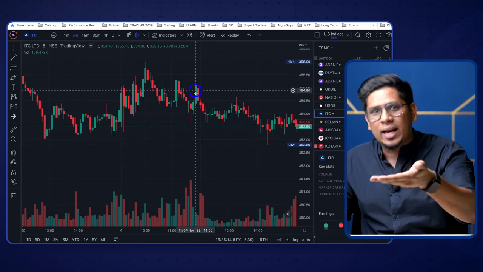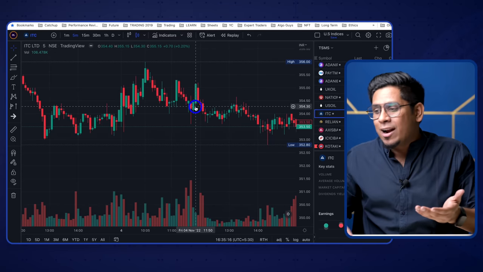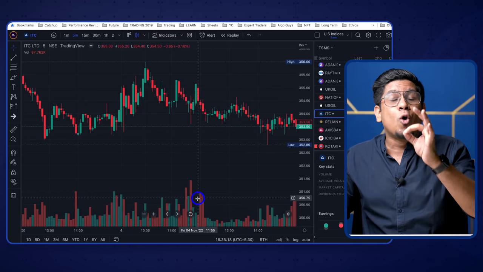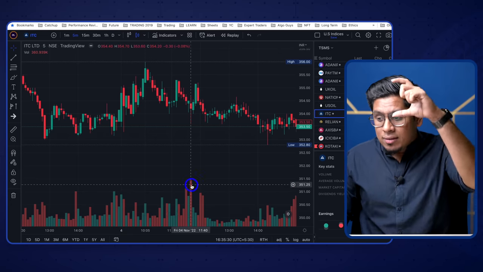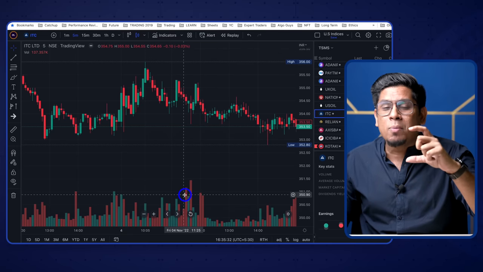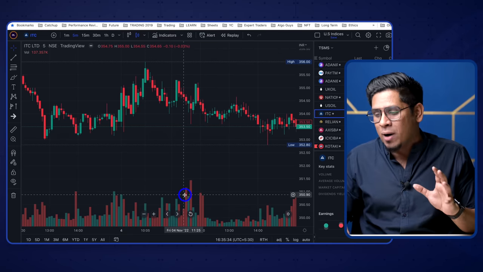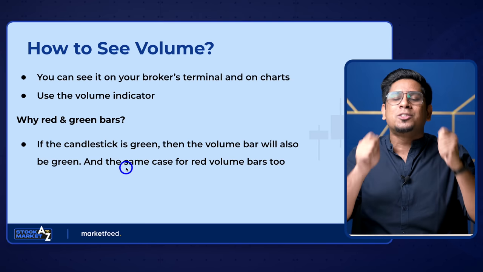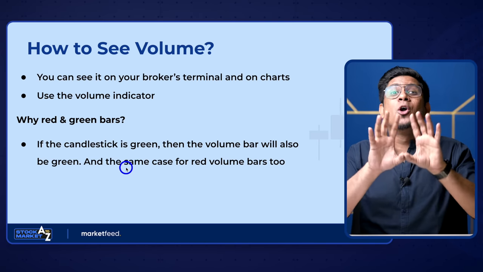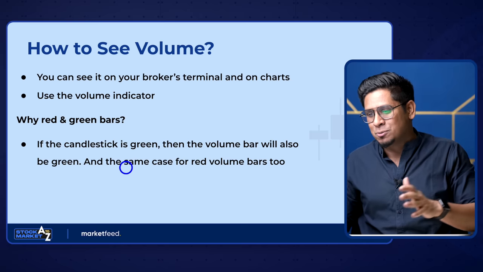If the candlestick is green, then the volume bar will also be green. And if the candlestick is red, then the volume bar will also be red. So what is to be really observed here is the length or the size of the volume bar, and not the color of the volume bar. I just took time out to explain the logic behind the color of the volume bar, so that you are not confused. Clear? Then let's move ahead.